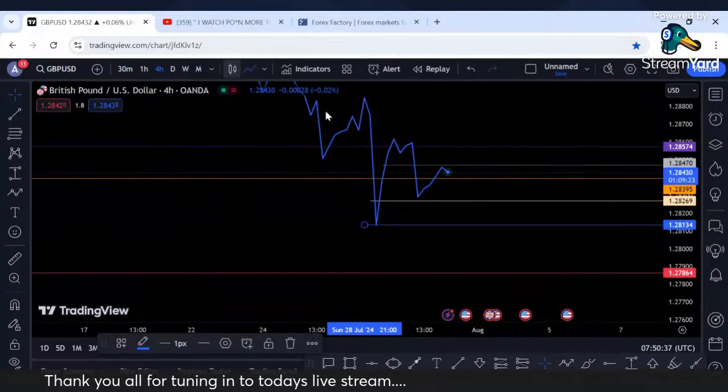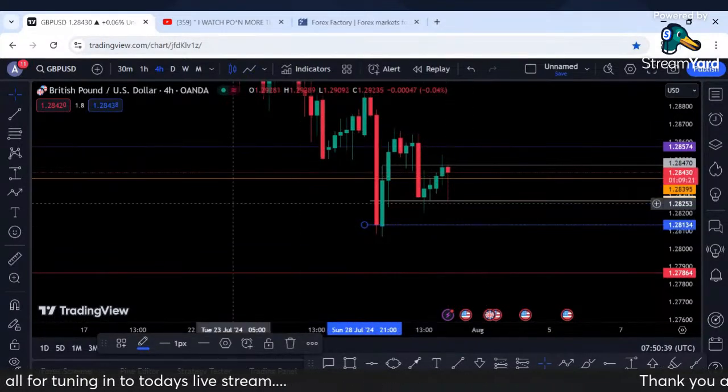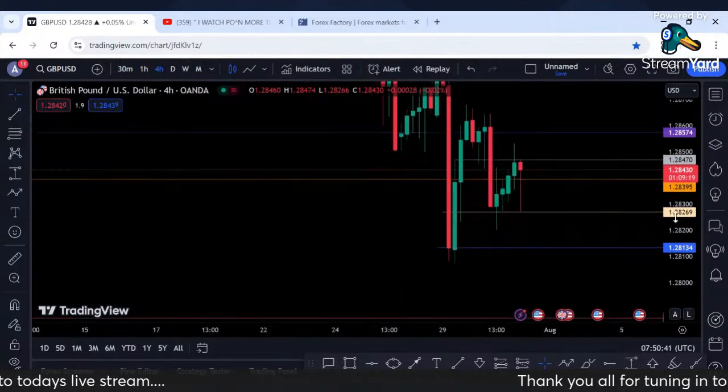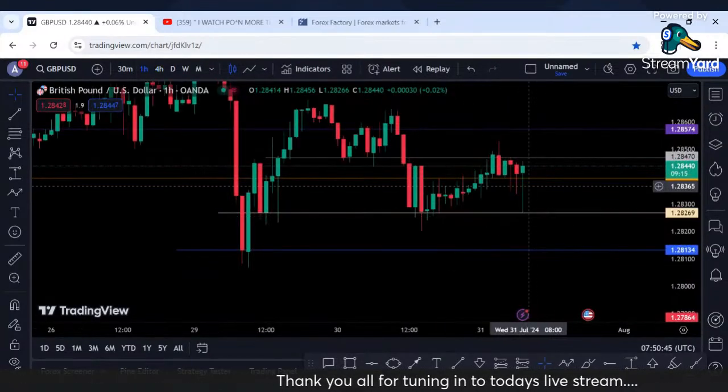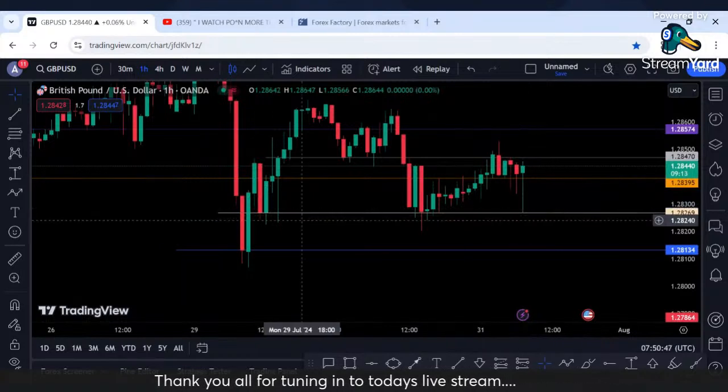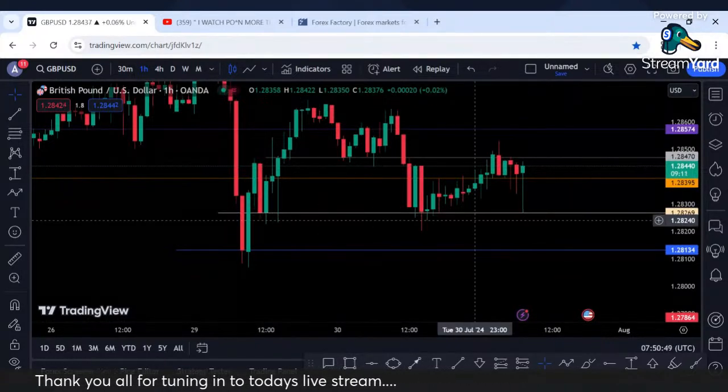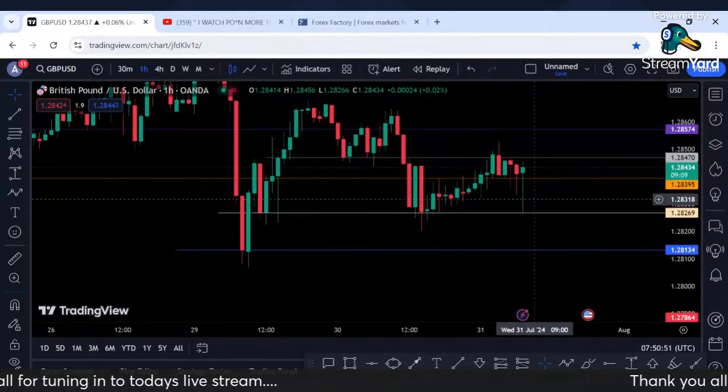So you see how important support and resistance are, if you are able to draw them well. You see how the market rejected on the support and resistances, and it hit and bounced back.